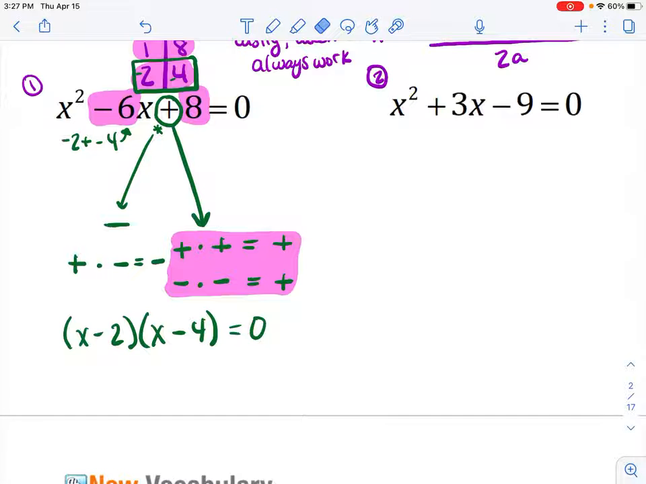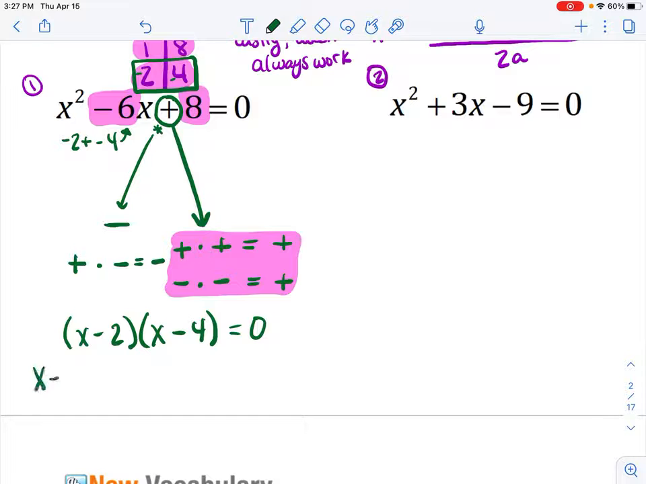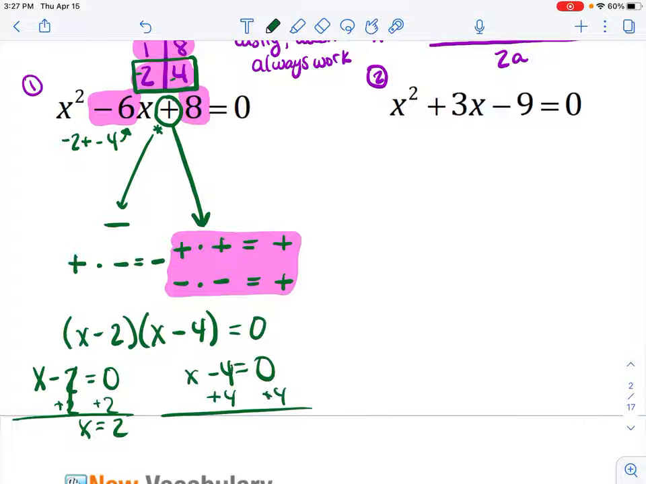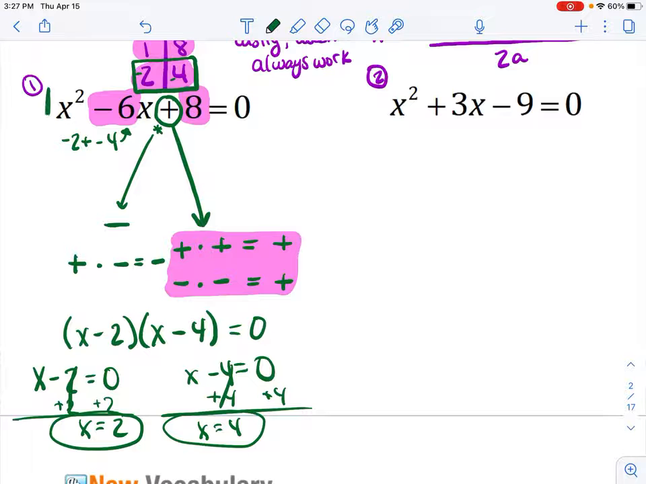Anyway, from here it does say that we actually want to solve, which means you just set each of these parentheses equal to 0 and solve for x. We actually have 2 solutions. Okay, so x equals 4 is 1 and x equals 2 is the second solution. 2 things I want to point out with these. If you are going to factor right now, we want this term to be 1.